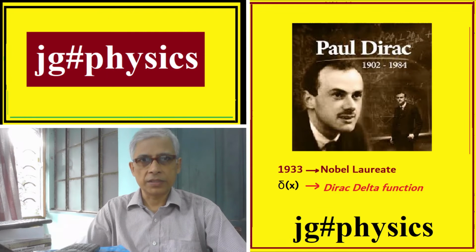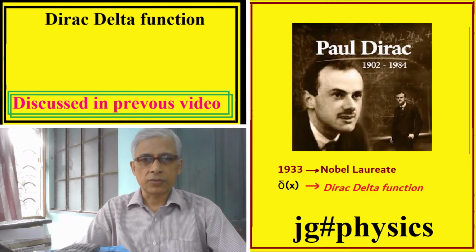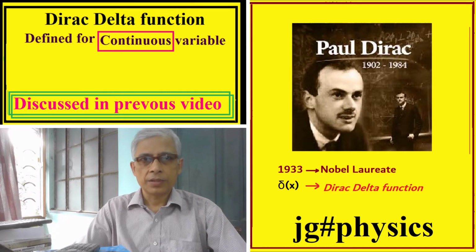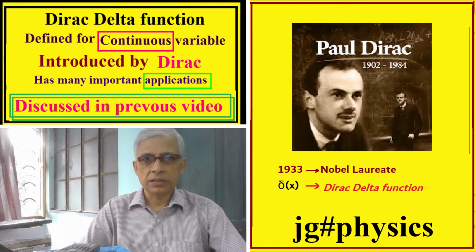In this lecture, we will discuss a few of the many applications of the Dirac Delta function that was introduced in the previous video. I underscored the fact that the Dirac Delta function is defined for continuous variables, and it was introduced by Dirac, an English theoretical physicist, a 1933 Nobel laureate, and a man who did wonders by creating or proposing the spectacular tool called the Dirac Delta function, which has so many important applications.